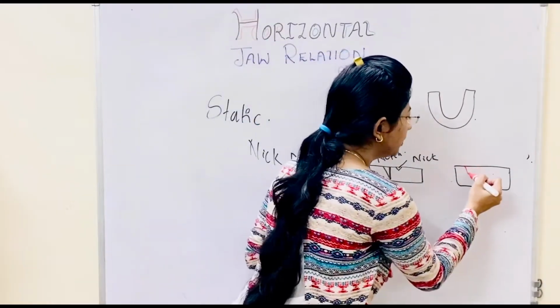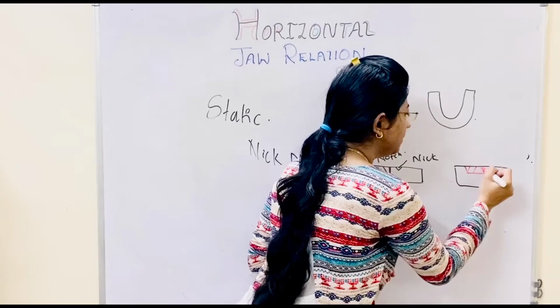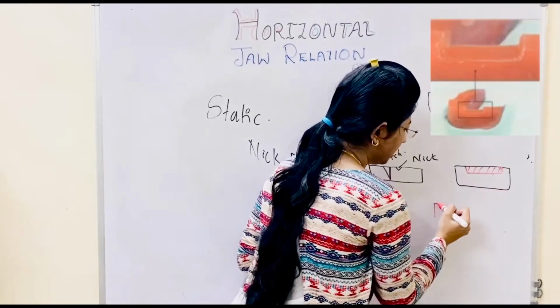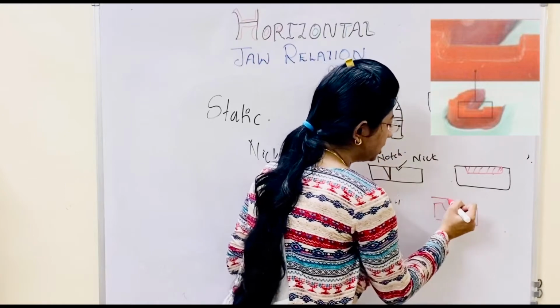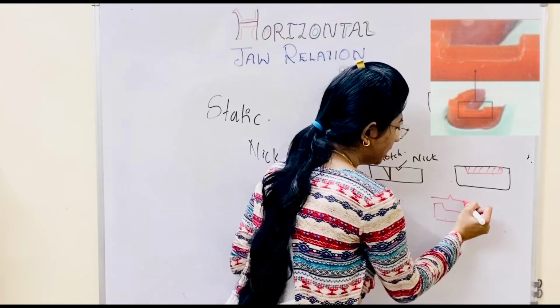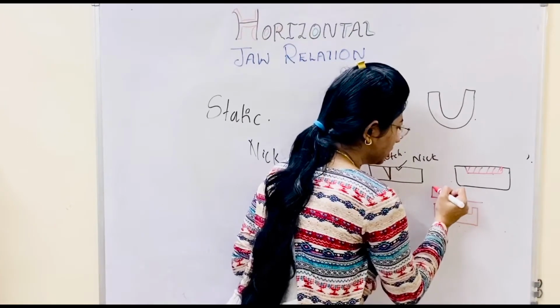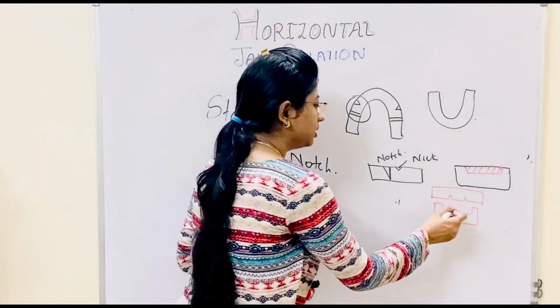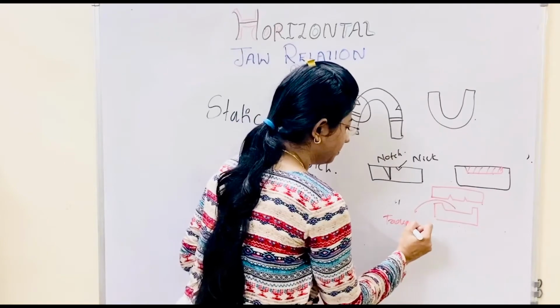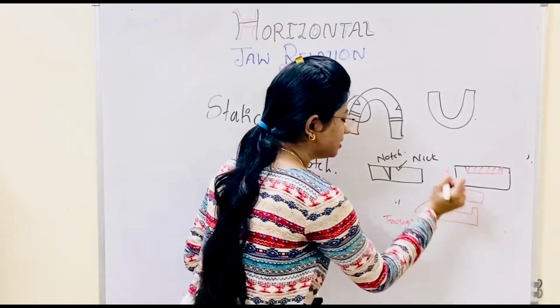We'll remove this portion of the wax. So it will look something like this. Exactly opposite to this, there is your nick as well as the notch. So your rim will look something like this. So this is a trough. This is a nick and this is a notch.